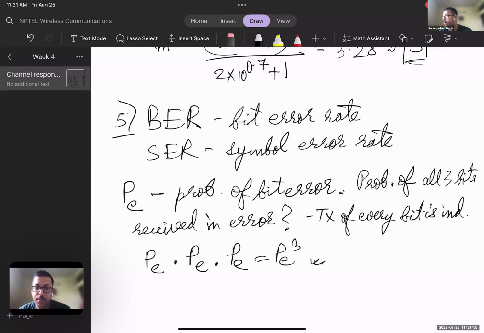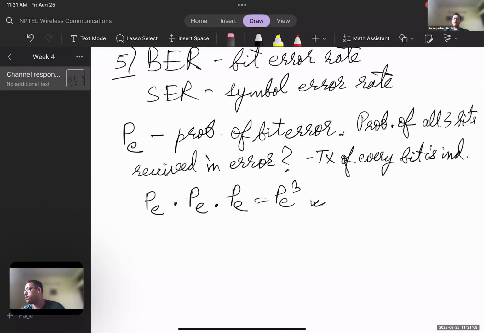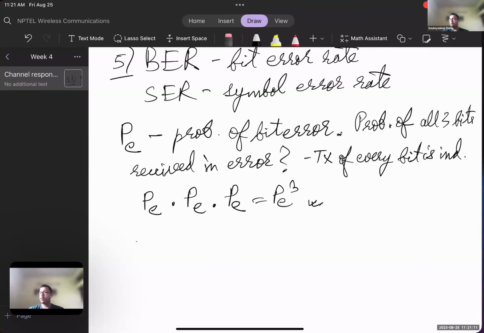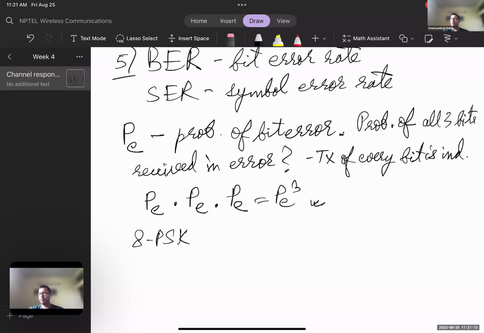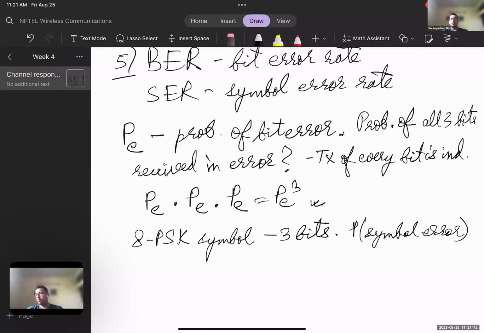Now let me change this question a bit. Let's say you are transmitting an 8 PSK symbol. In 8 PSK, phase shift keying, I have essentially 8 different phases, and so this is essentially 3 bits. We know that it is 3 bits. And so now I want to find out the probability of symbol error.